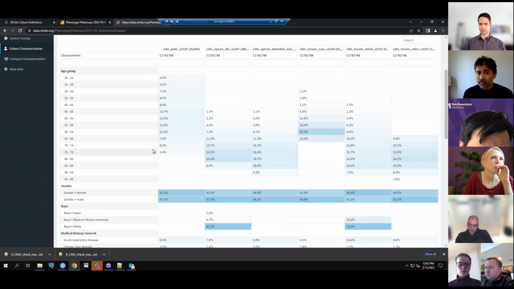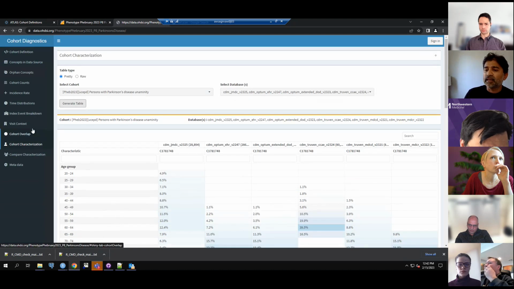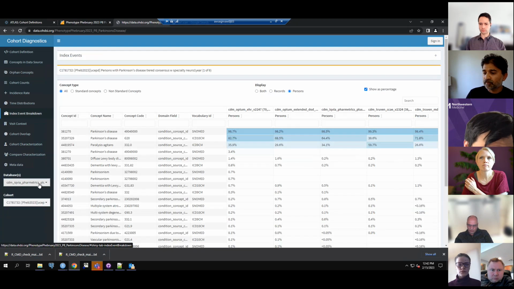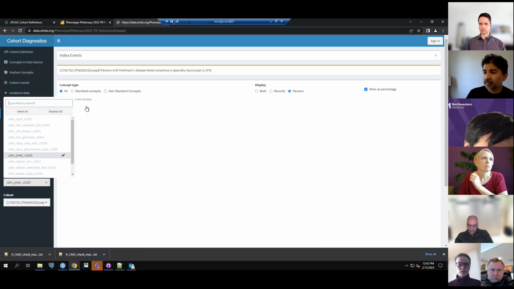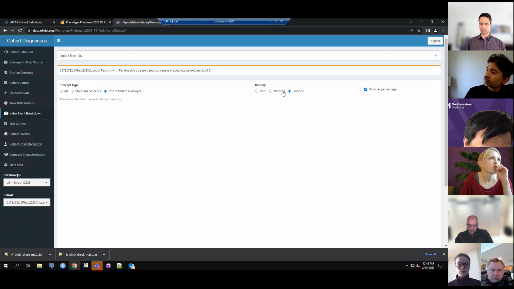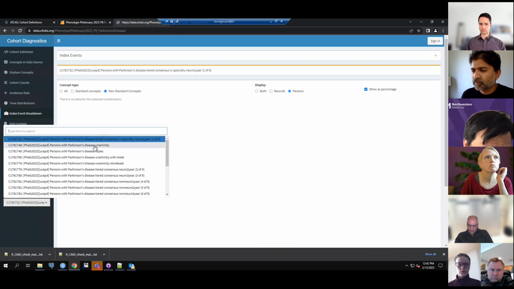Hold on, before you go down trying to fix the problem, let's go to index event breakdown. Let's see if we see a different pattern for JMDC. And click on source, don't click on standard. Yep. And you do see a little more secondaries when I did this. The question is, and I'm trying to figure this out, why did my exclusion criteria not capture them?